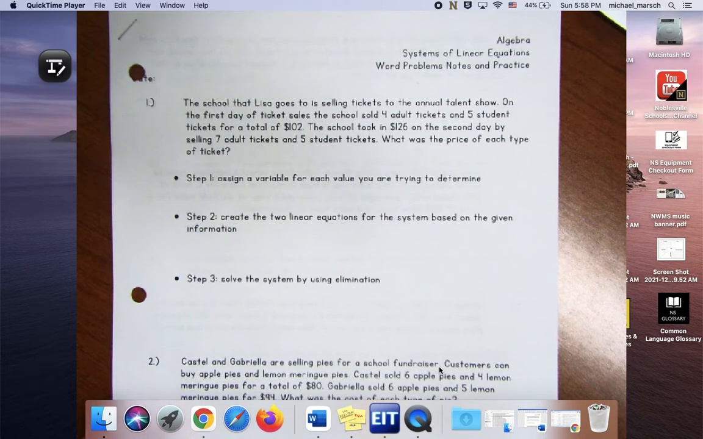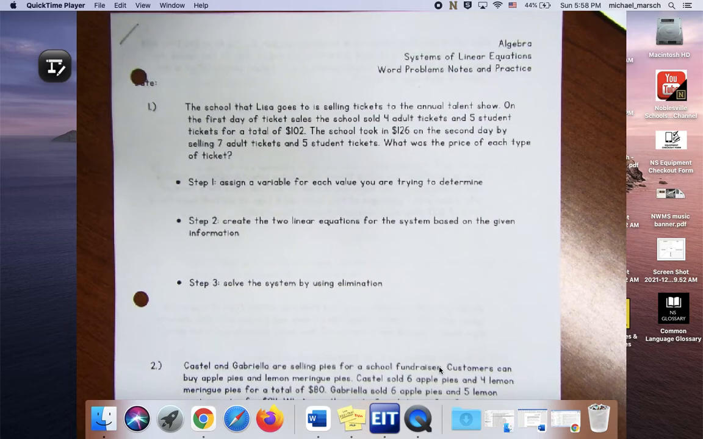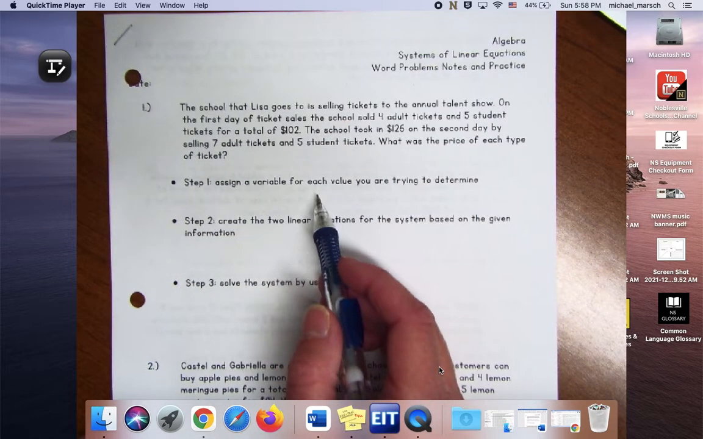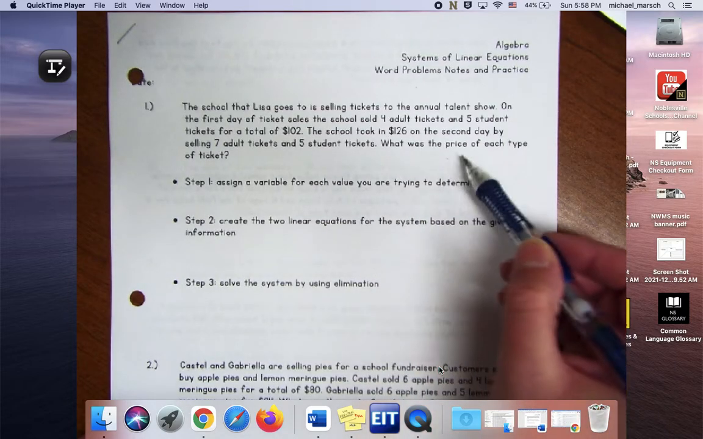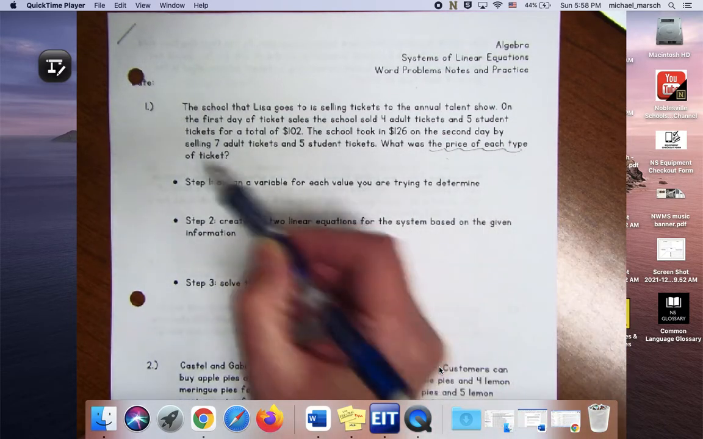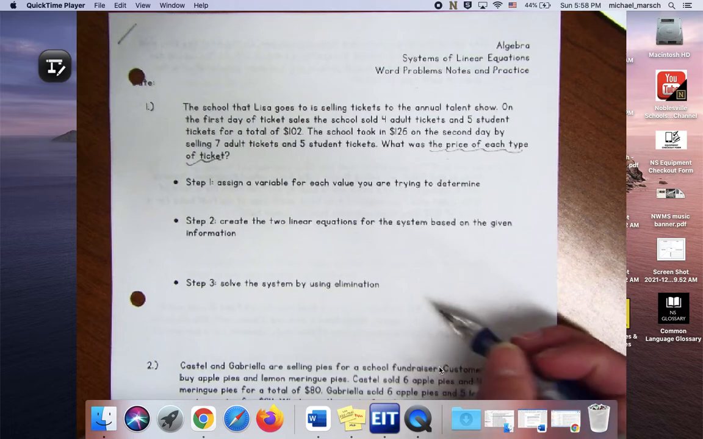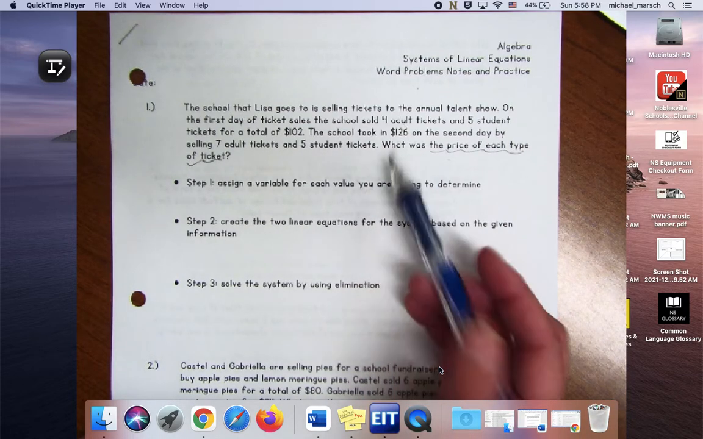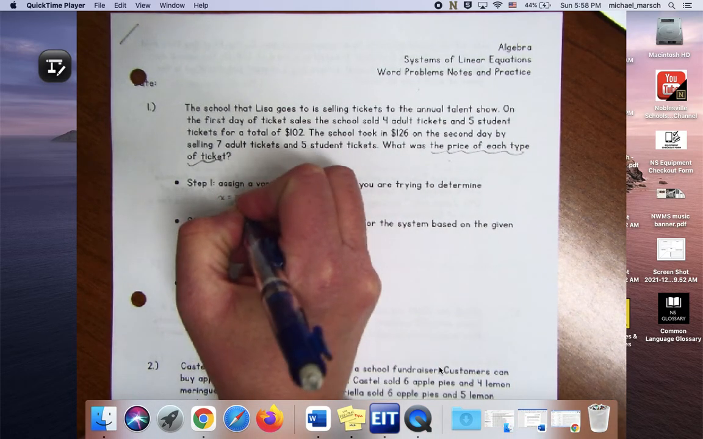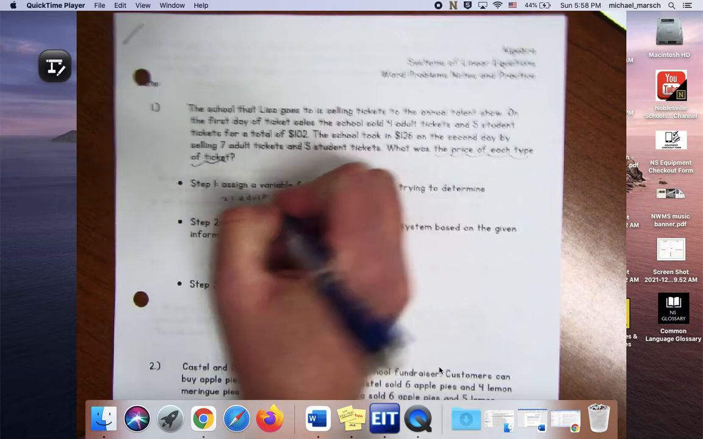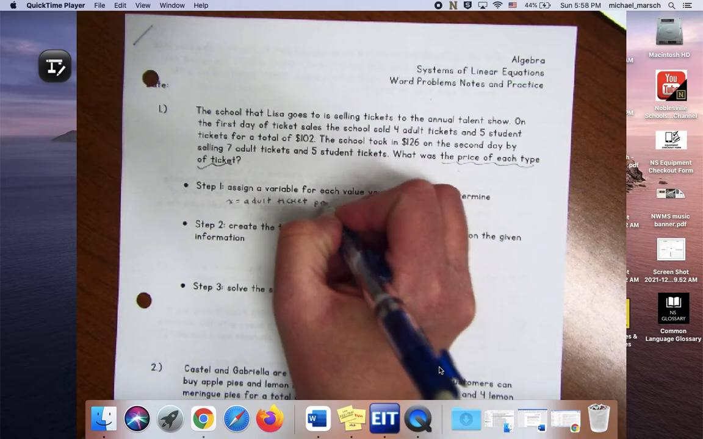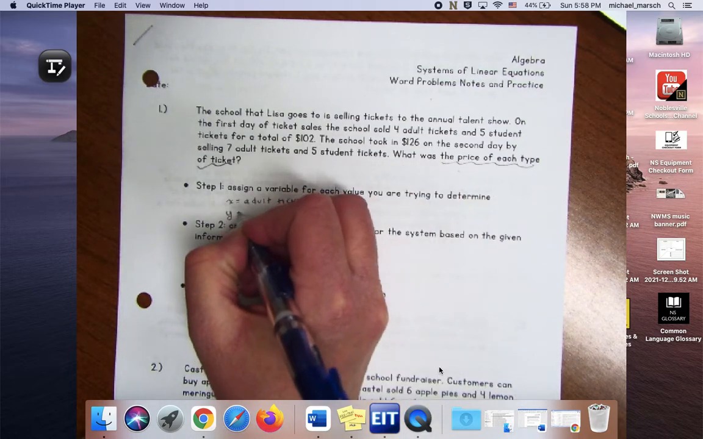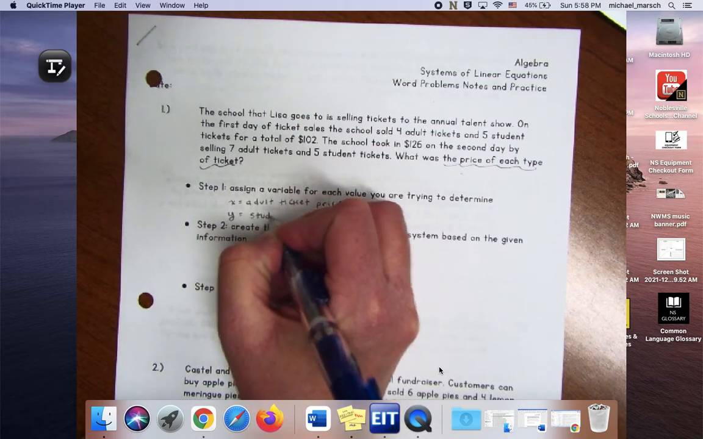Okay, it seems a little overwhelming, but I promise you're going to be fine. All right, so step 1, assign a variable for each value you are trying to determine. So we're trying to find out the price of each type of ticket. Because we talked about adult tickets first, I'm going to make x equal adult ticket price, and y is going to equal student ticket price.